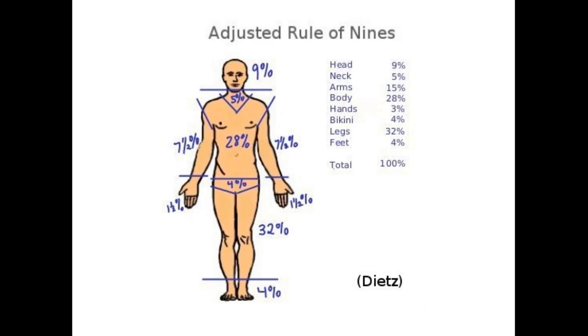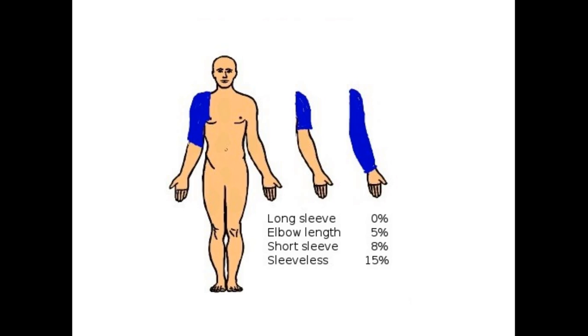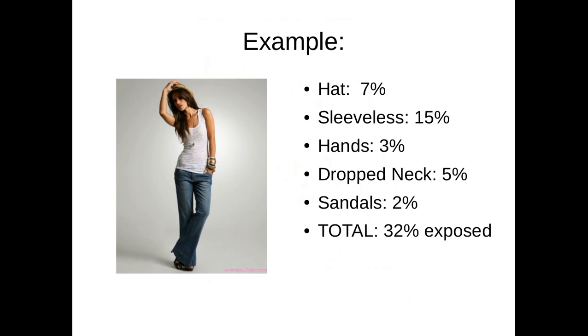People usually do. So for example, if somebody has no hat, I would count that as 9% exposure, but if they have a small hat, I would call it 7% exposure. A warm hat, I'd say, 5% exposure. And same thing with sleeves. I would prorate the exposure based on how long your sleeve was. But I just had these certain categories that I determined in advance based on typical things people would wear.